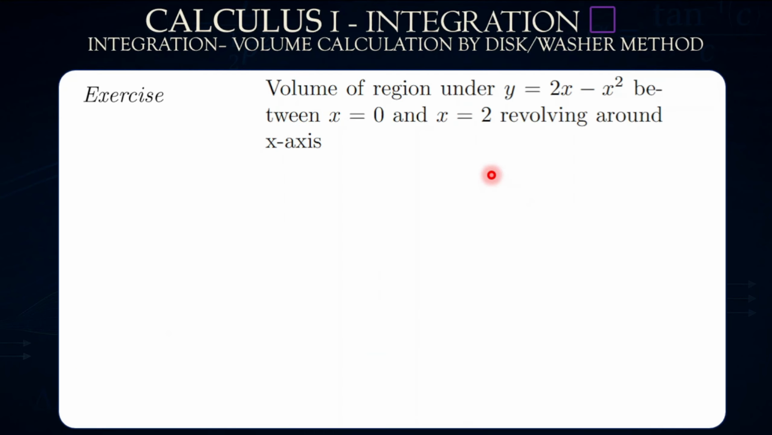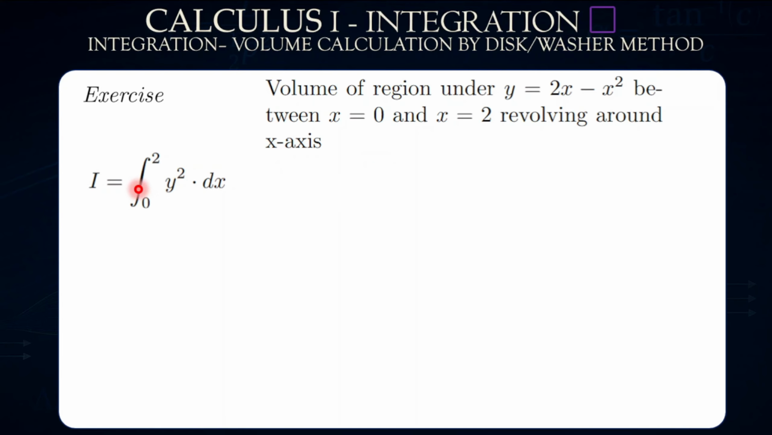Another example: let's get the volume of the region, or an area, located under y equals 2x minus x squared and spanning from x equals 0 to x equals 2, revolving around the x-axis. So here you have a curve which is 2x minus x squared, and we need the volume of the area under the curve revolving around the x-axis between x equals 0 and x equals 2. So how do we get that?